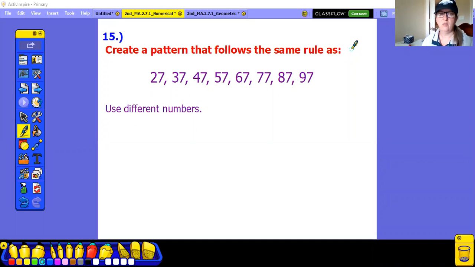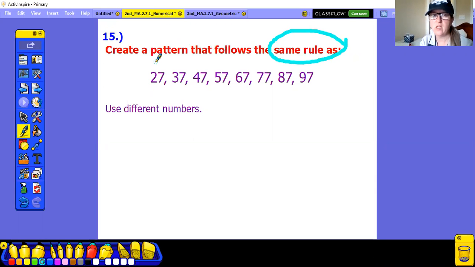All right, we're going to do a quick review of some patterns, and then we're going to talk about two new patterns today. So we're going to use what we know, and let's look at this one. Create a pattern that follows the same rule. So we've been talking about how patterns have a rule. So let's look at this pattern down here. Read it out loud with me.